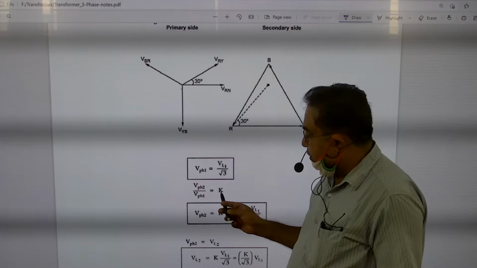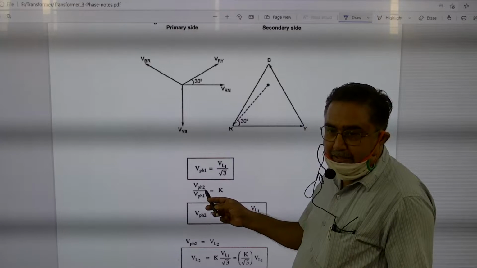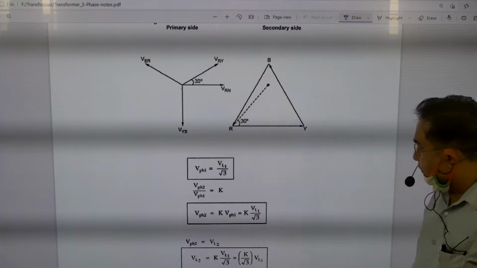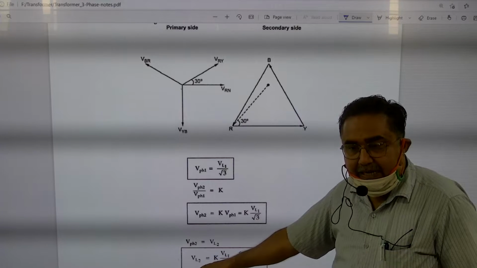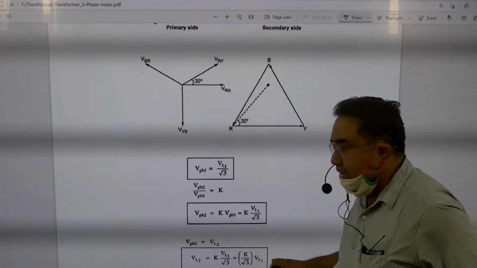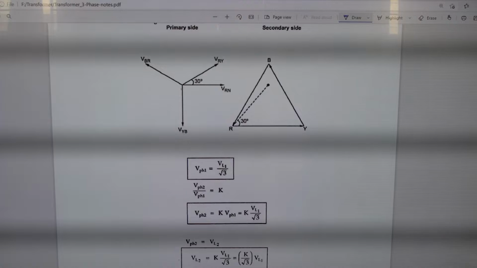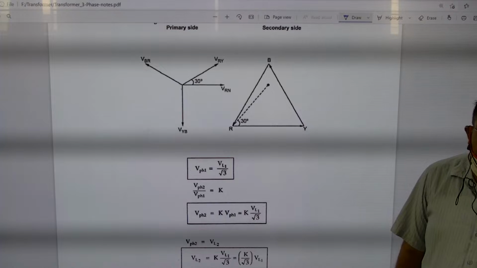The transformation ratio is how much? Phase voltage of secondary upon phase voltage of primary, it is K. So what you will find, the secondary line voltage is K upon root 3 times the primary line voltage. Mind it, this relationship is very easy and simple, you can derive it. Is it clear or not?